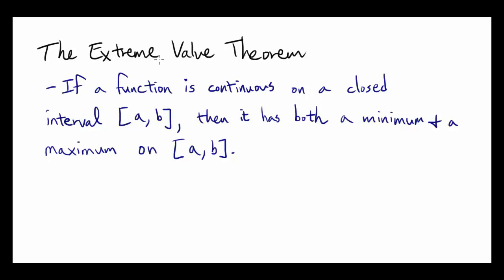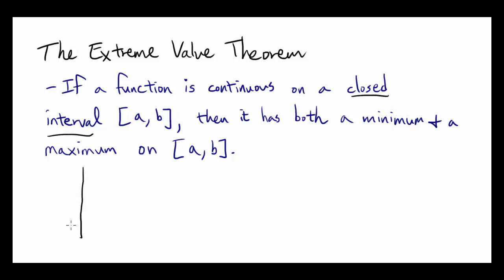Before you take a P test, you have to make sure you understand the extreme value theorem, which states that if a function is continuous on a closed interval AB, by closed interval, it's saying that we are including A and we are including B. Then it has both a minimum and a maximum on AB.